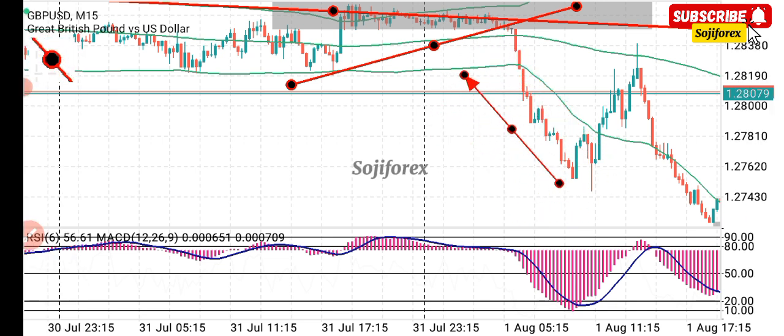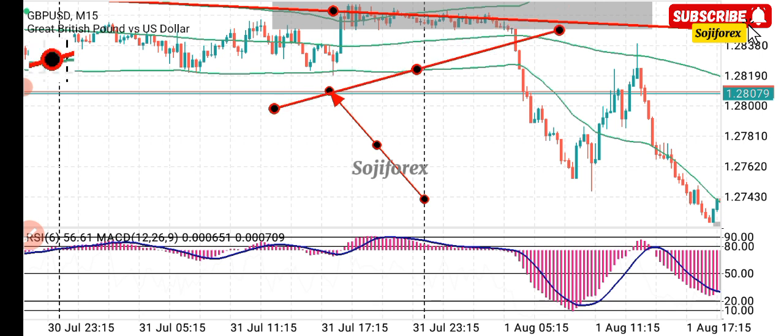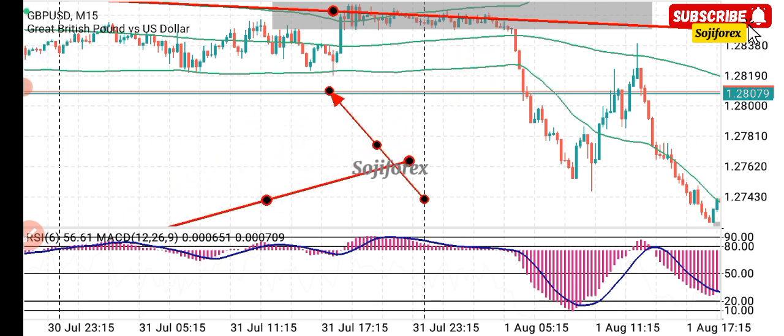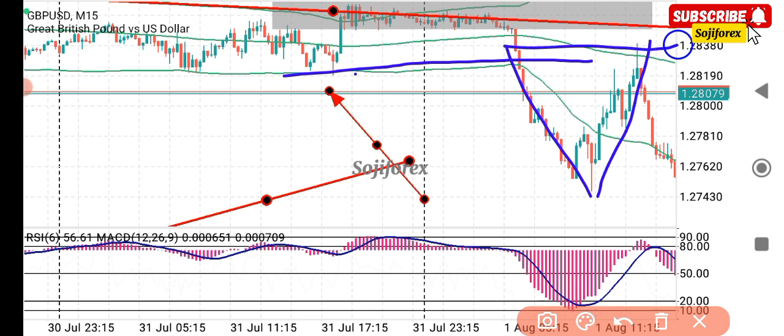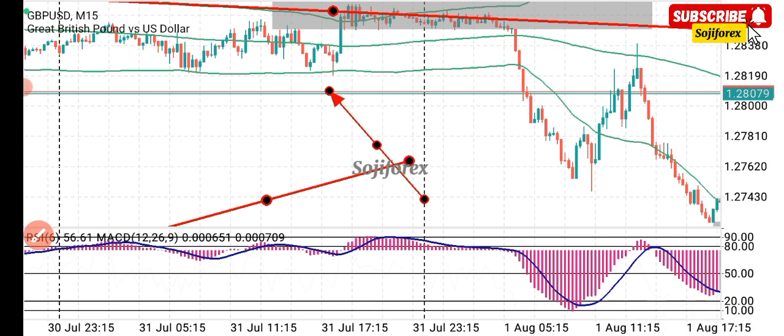Another way for me to make my entry is to wait for a break of structure and a retest. What I mean is, price breaks this structural point on the lower time frame, price comes back, and then price goes and retests this zone, and I can make my entry. So that is for that.